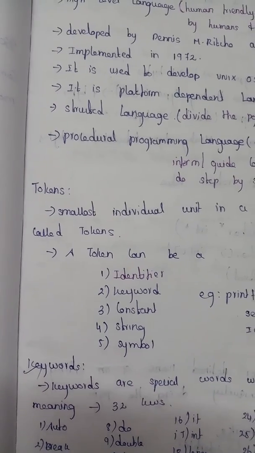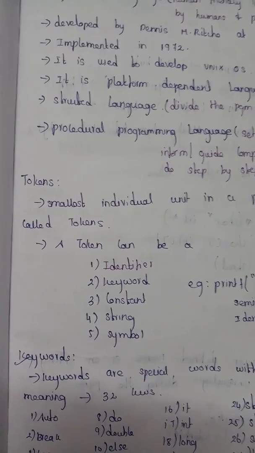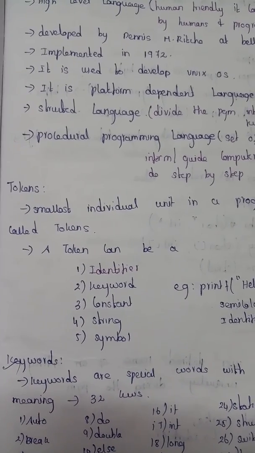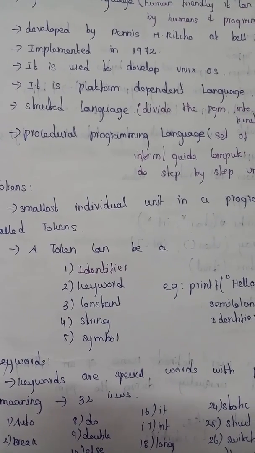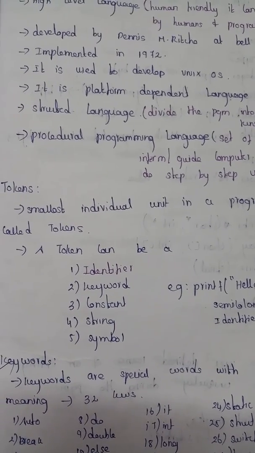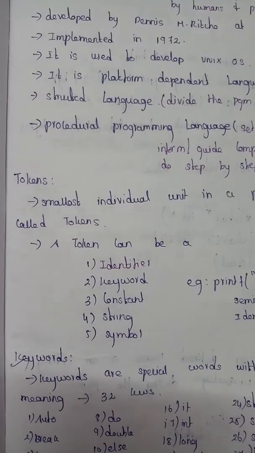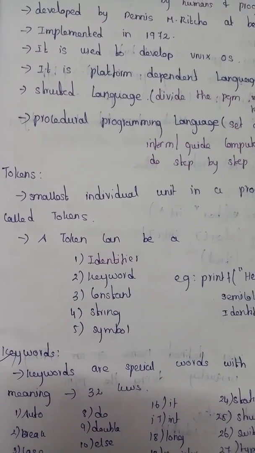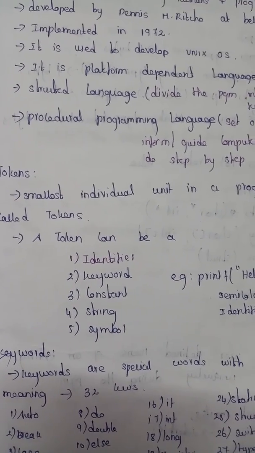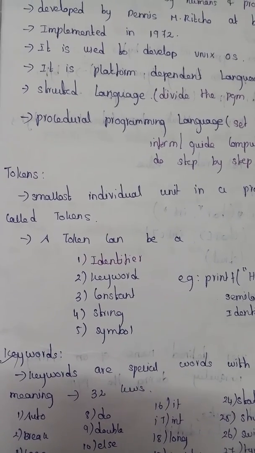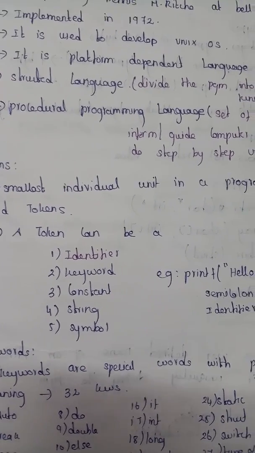Okay, first one is tokens. The first topic is token. Token means the smallest individual unit in a program is called a token. A token can be an identifier, keyword, constant, string or a symbol.